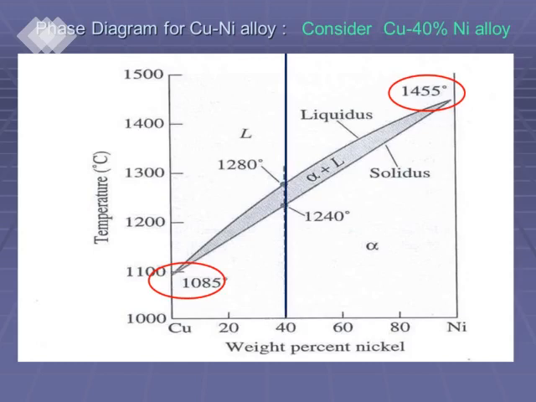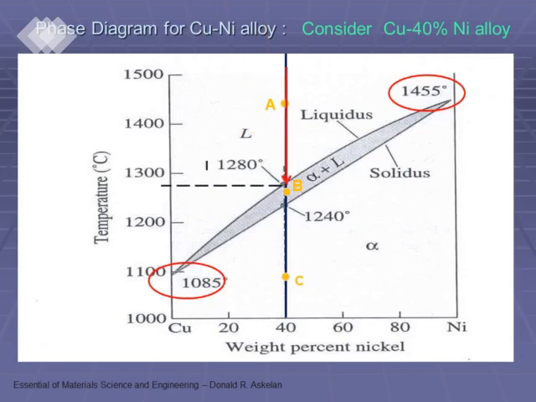Now, let us consider the alloy containing 40% nickel. At point A, all the copper-nickel alloy is in a form of liquid, and all the alloy is in a form of solid at point C. Point B is where the liquid and the solid phase of the copper-nickel alloy coexist.